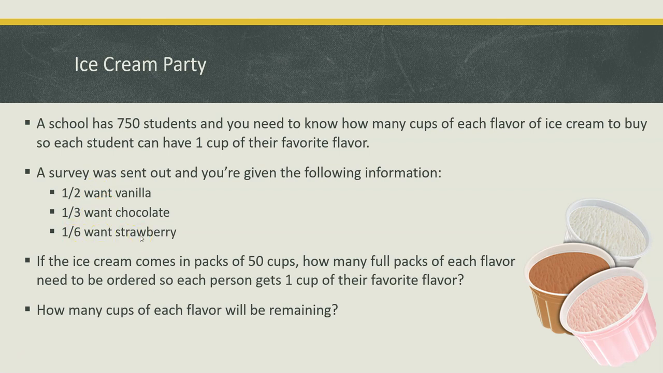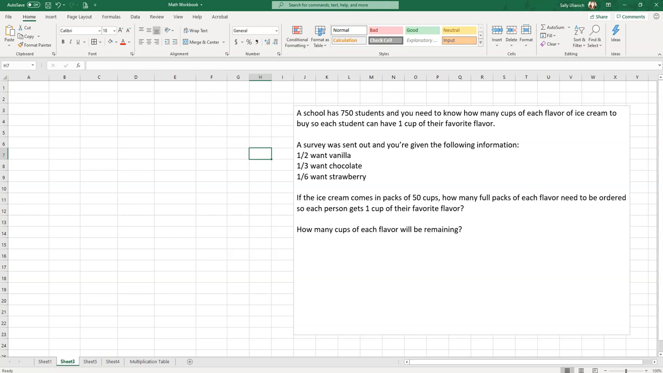What this problem is asking is if the ice cream comes in packs of 50 cups, how many full packs of each flavor need to be ordered so each person gets 1 cup of their favorite flavor? And then part 2 is how many cups of each flavor will be remaining. There's a lot going on here, so that's why I think Excel is really great for figuring out this stuff. So let's pop open Excel here. I've pasted the question in here so we can see it while we work on this.